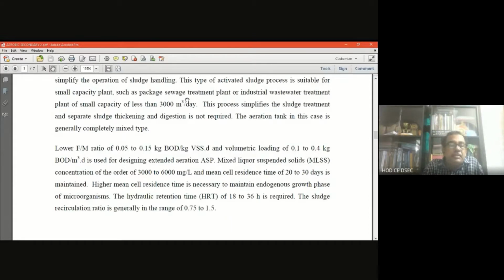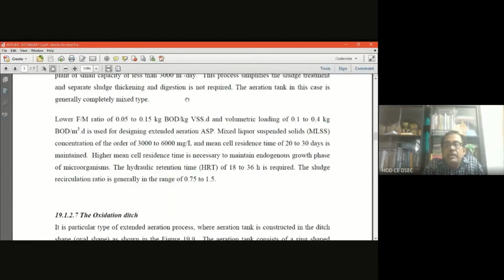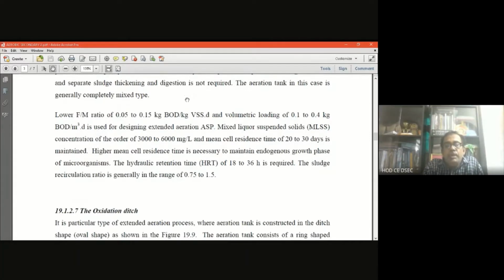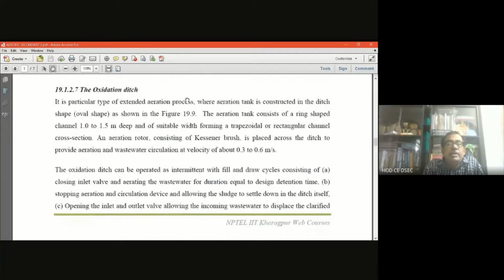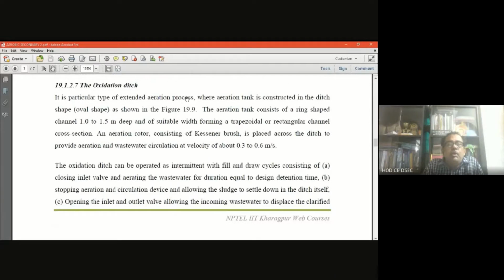And the mixed liquor suspended solid concentration, that is the biomass microorganisms, we are maintaining 3000 to 6000 milligram per liter. Mean cell residence time, that is the solid retention time, is 20 to 30 days, and a higher mean cell residence time is necessary to maintain the endogenous growth phase of microorganisms. The hydraulic retention time is maintained at 18 to 36 hours, and the sludge recirculation ratio, we have seen, is 0.75 to 1.5.